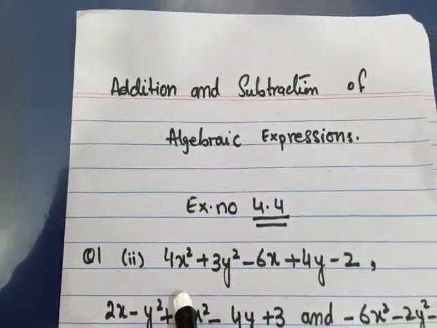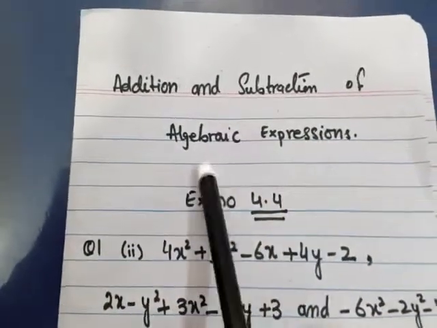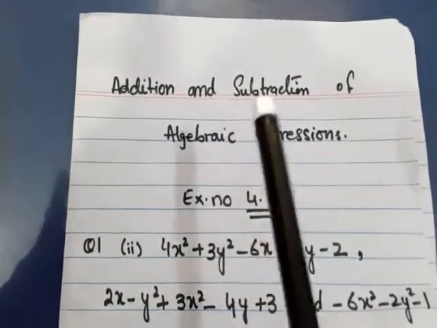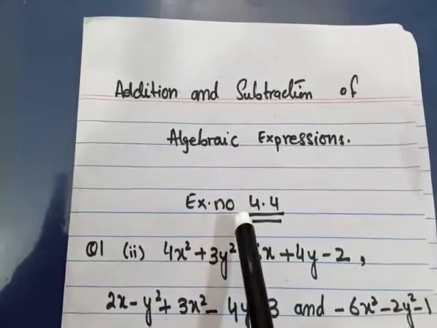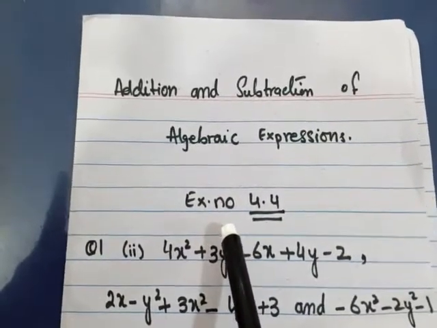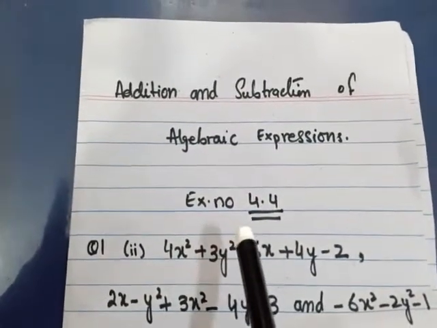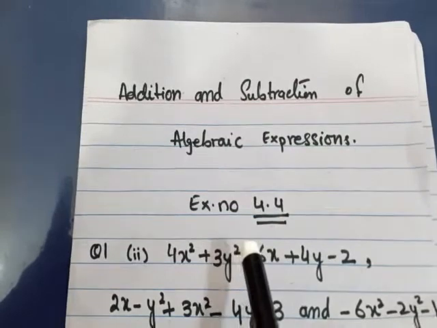Today I am going to explain addition and subtraction of algebraic expressions. How do we add and subtract different given algebraic expressions? First of all, for addition and subtraction, we require like terms. Now what are like terms?